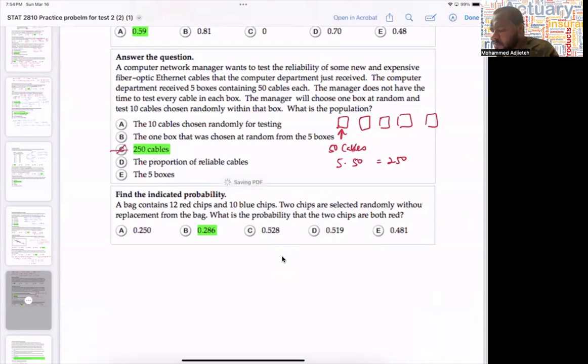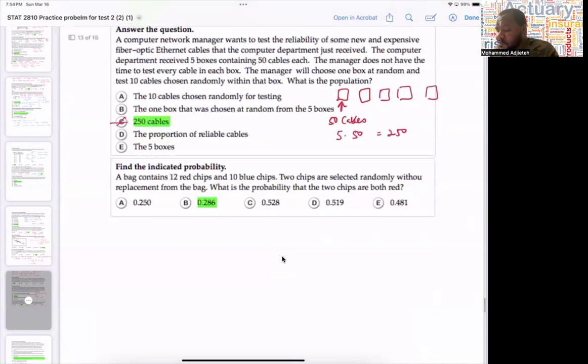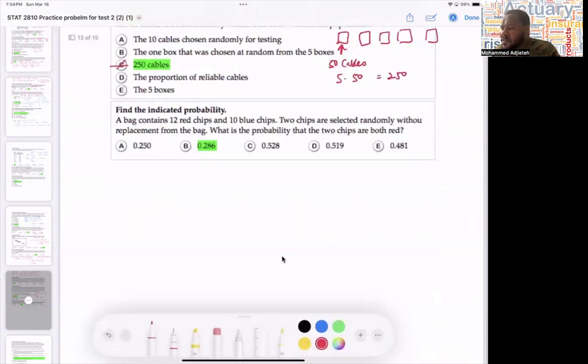Now let's proceed. Here we are told that a bag contains 12 red chips and 10 blue chips. So let's say this is the bag. So we have 12 red chips and then we have 10 blue chips.